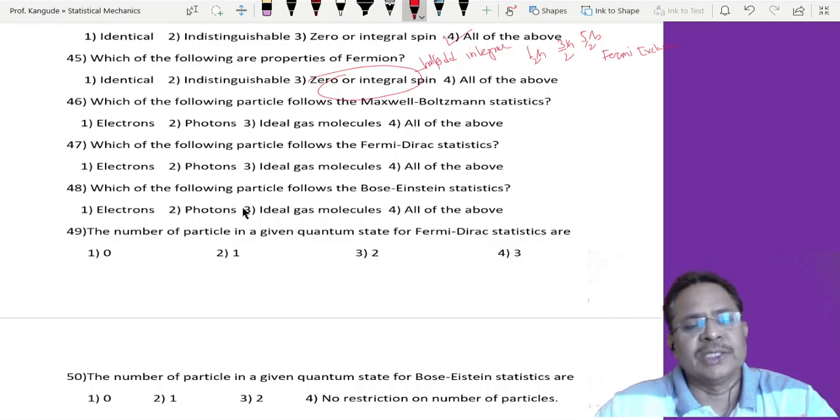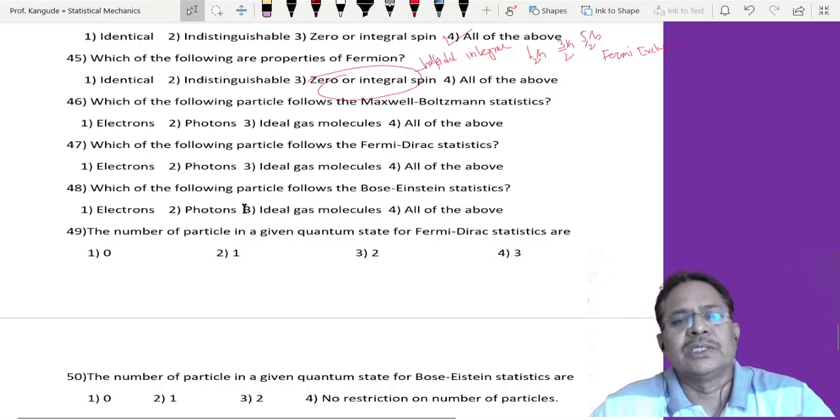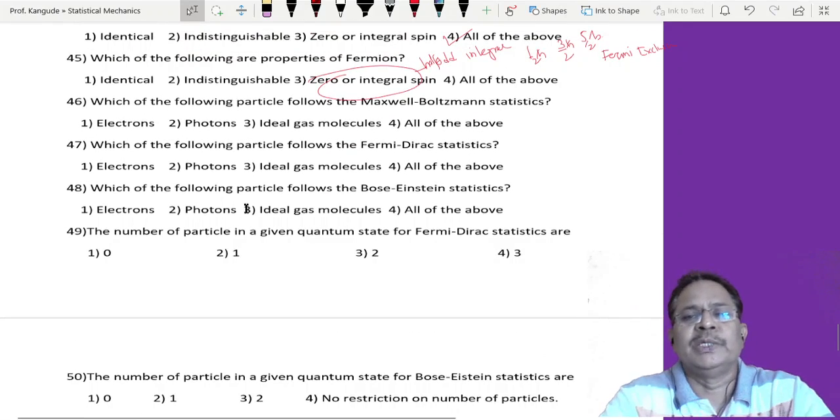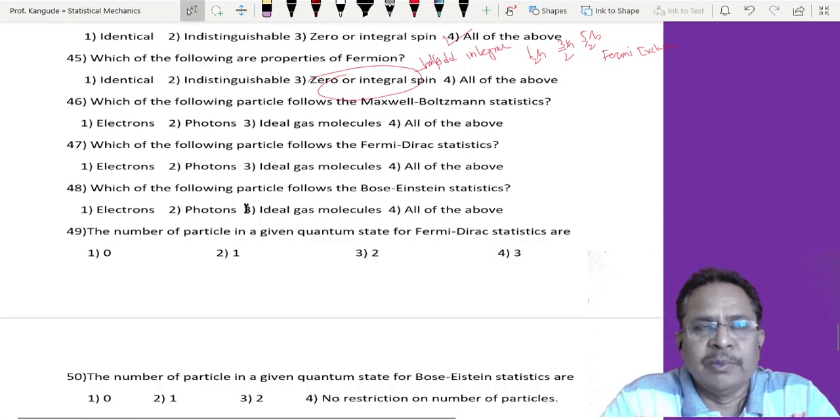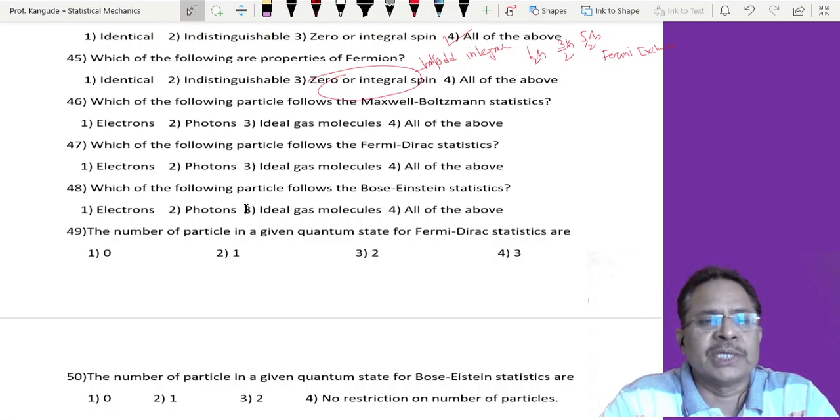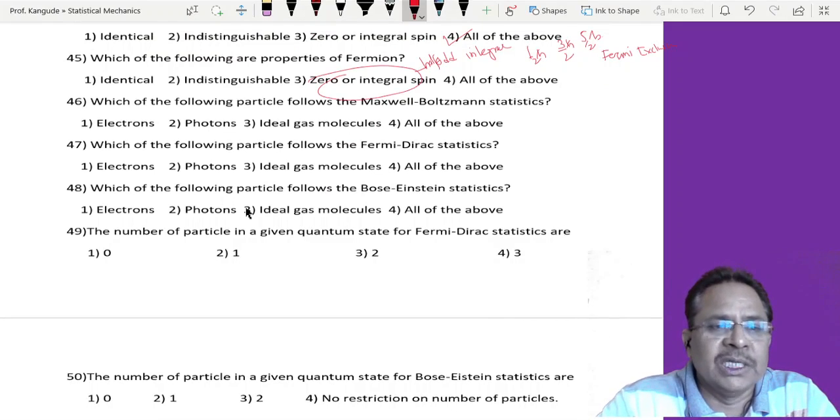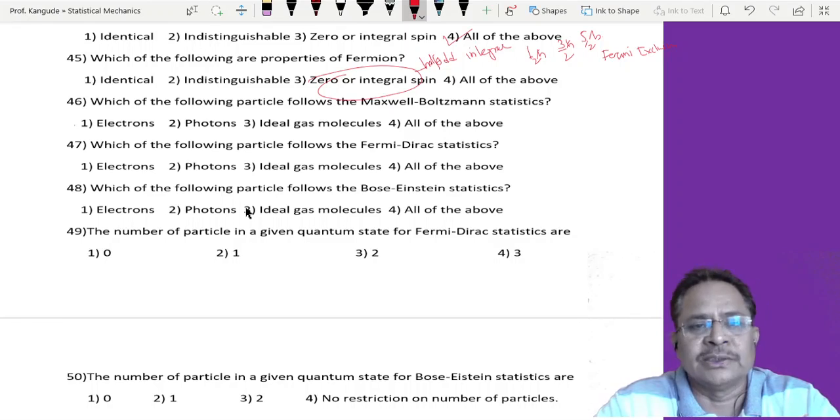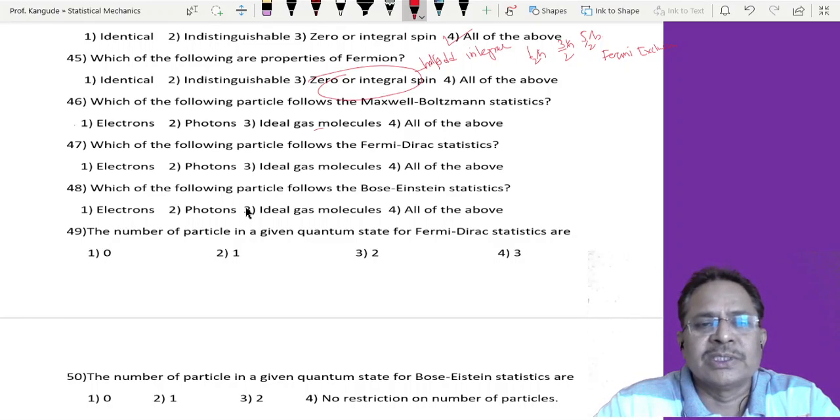Then question number 46, which of the following particles follows the Maxwell-Boltzmann statistics? So here both fermions and bosons do not follow this type of statistics. Electrons are basically fermions, so they undergo Fermi-Dirac statistics. Photons are bosons, so they go for Bose-Einstein statistics. Ideal gas molecules are the particles which satisfy Maxwell-Boltzmann statistics, and therefore option 3 is the correct option for question number 46.